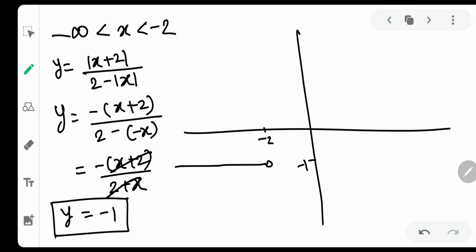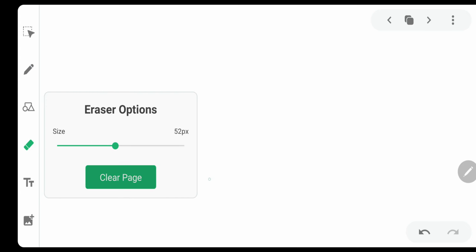We will move ahead. Now let us check minus 2 to 0. Now why am I not directly jumping to 2? Because mod x has a different nature before 0 and after 0. Hence we will consider from minus 2 to 0. So let us consider the nature from minus 2 to 0. Now our y is mod x plus 2 upon 2 minus mod x.